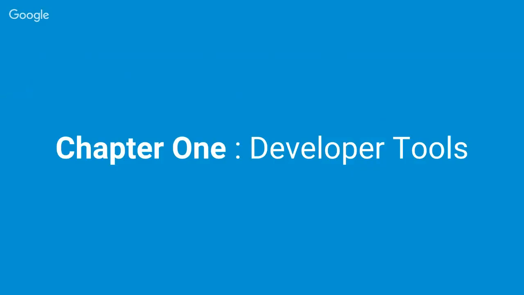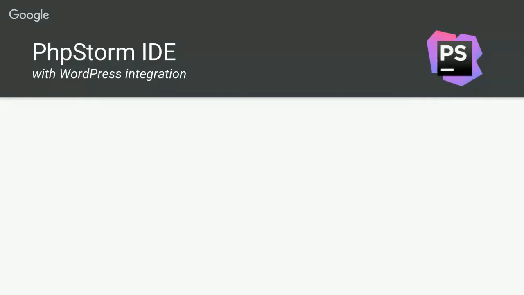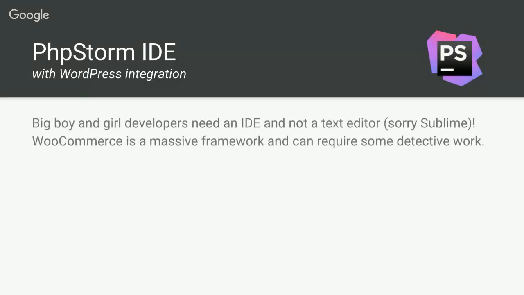So chapter 1, some developer tools. First thing first, PHP Storm with WordPress integration. You know, big boy and girl developers need an IDE and not a text editor. Sorry, Sublime. As I mentioned, WooCommerce is huge, and sometimes to find what you need will take some detective work. The tools in PHP Storm are essential for figuring out what you need to do.